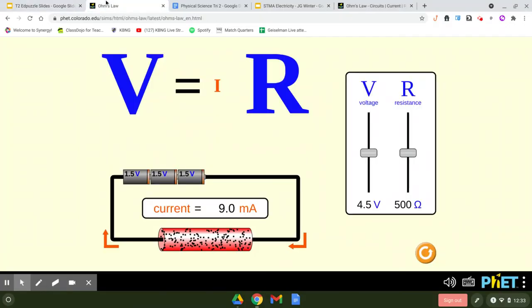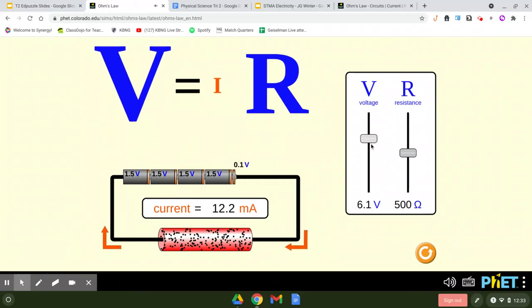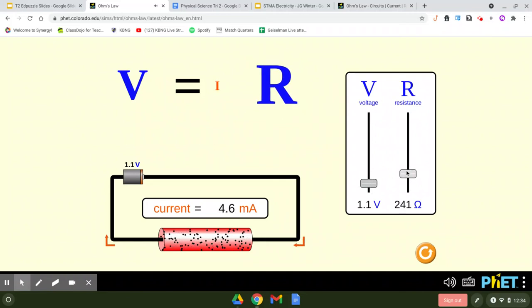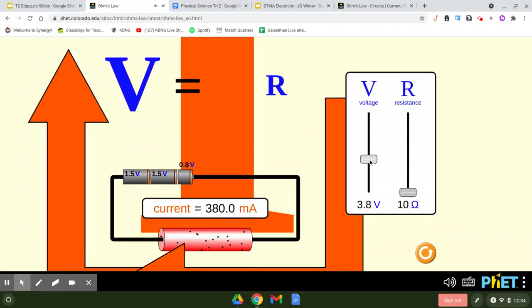So here is Ohm's law. As we increase the voltage, you see that the current also increases. As we decrease the voltage, the current also decreases. Now that's with a steady resistance. If we decrease the resistance, current increases. So as voltage and current are directly proportional, as voltage goes up, current goes up.